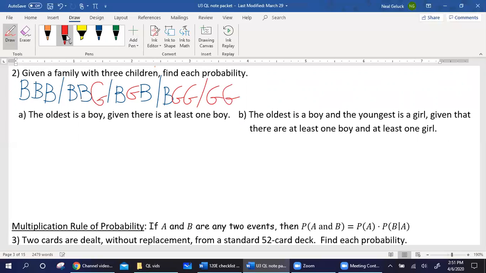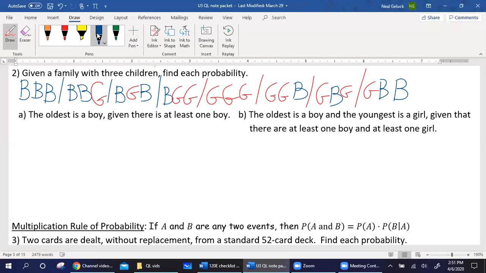It could go girl, girl, girl. It could go girl, girl, boy. It could go girl, boy, girl. Or it could go girl, boy, boy. There are 8 possible outcomes here. Each one of those scenarios is a possible outcome. So that's my original sample space.